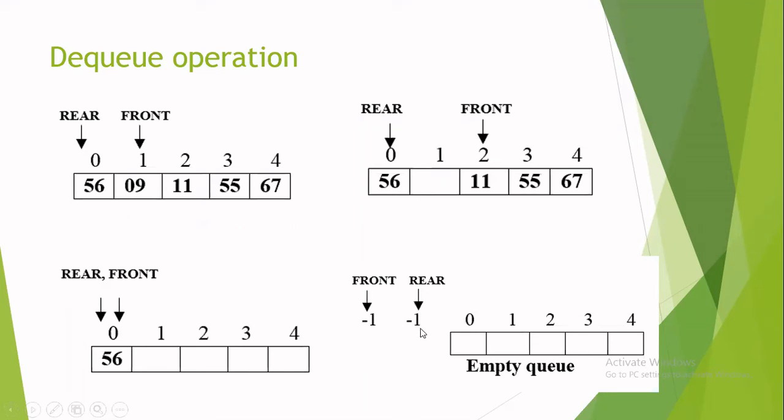So how will you come to know that you are deleting the last element? Just look at this scenario. Here both rear and front pointers are pointing to the same index value. When both front and rear pointers are pointing to the same index value, it means you are deleting the last element. In that case, you have to set front and rear pointers to -1.